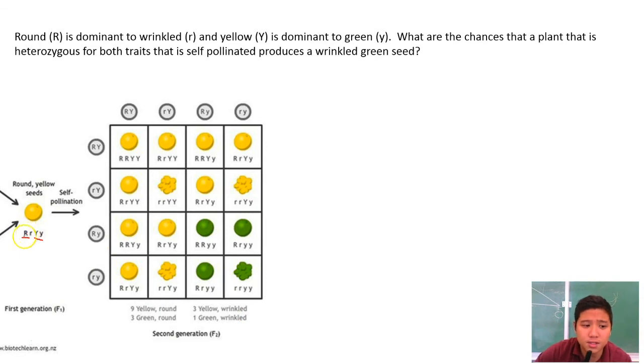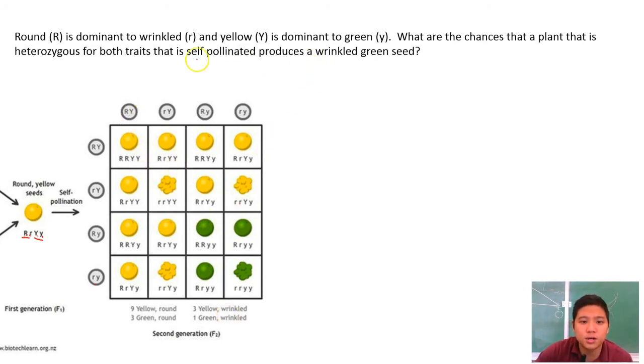So we can get the big R with the big Y, and that's represented here. We can get the little r with the big Y, that's right here. We can get the big R with the small y, that's right here. And we can get the small r with the small y, and that's right here. And then, since they're both the same parents, both heterozygous, this parent is going to be the same as this parent. And from there, we fill out the Punnett squares that way.